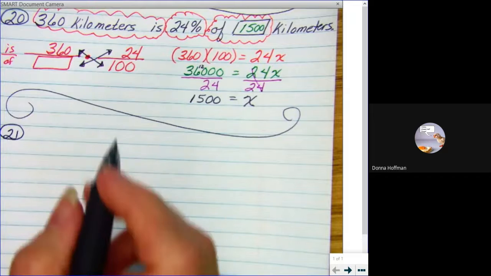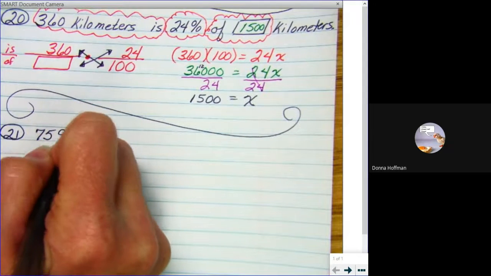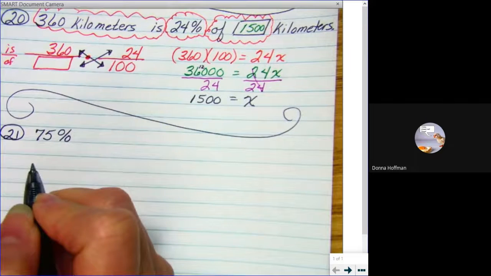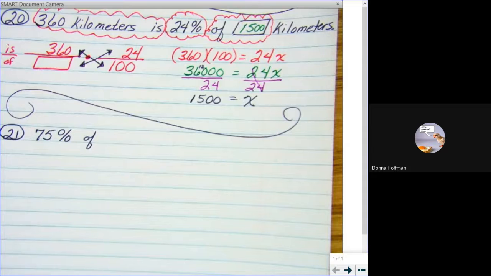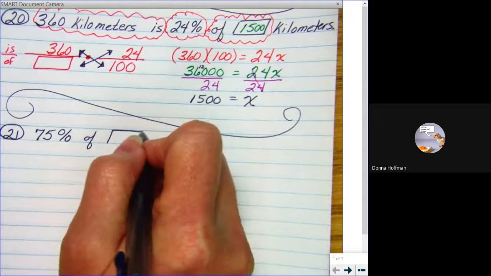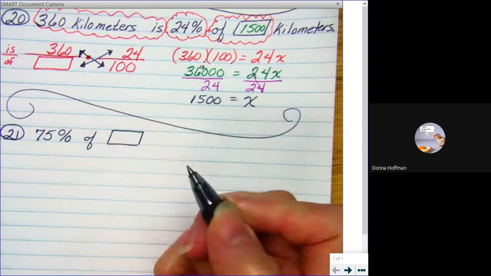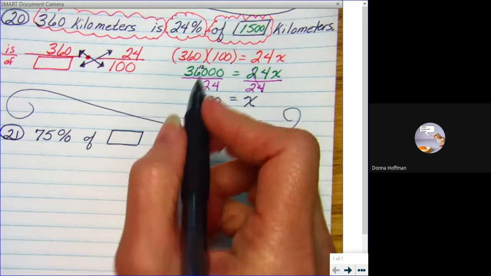Number 21. 25% of, I'm sorry, it is 75%. Look in your book and see if you're 75%. 75? Okay, good. Of some number of, what is that, peaches?